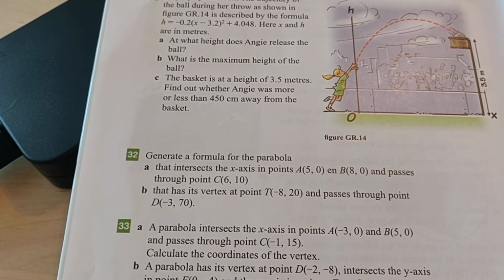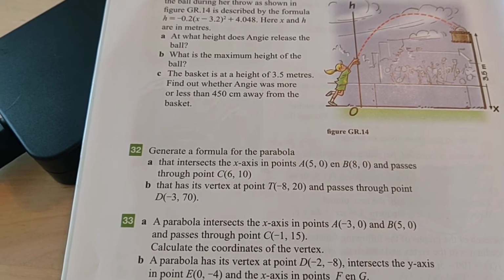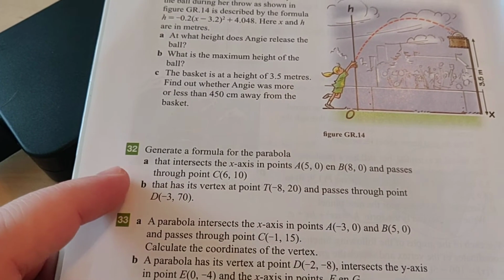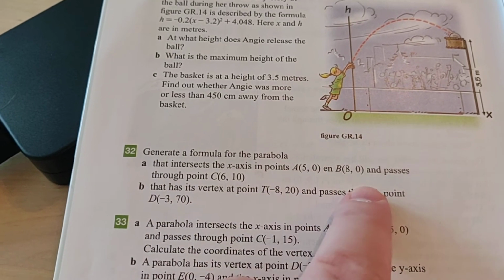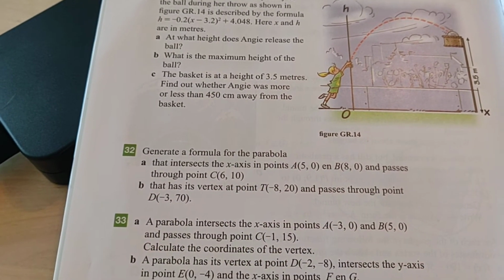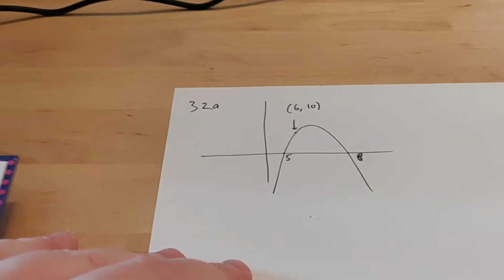Alright, there's a video for 3VT about exercise 32. We have to generate the formula for the parabola in questions A and B. First, exercise A. The parabola intersects the x-axis in points A and B and also passes through point C. Now I made a sketch of this situation. The sketch is over here.